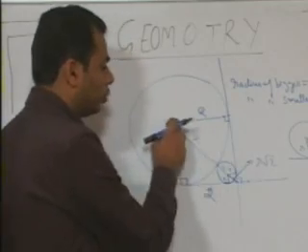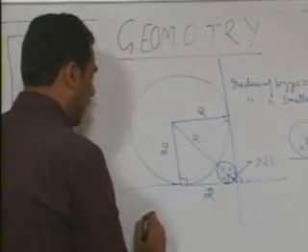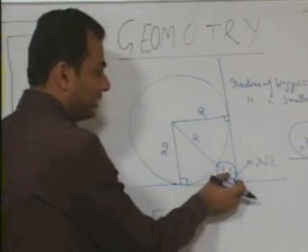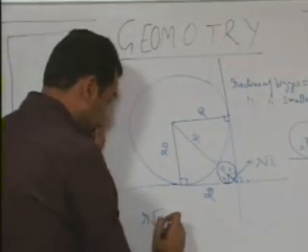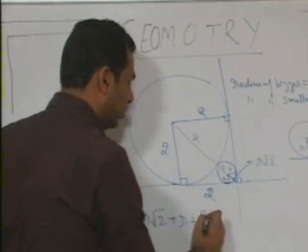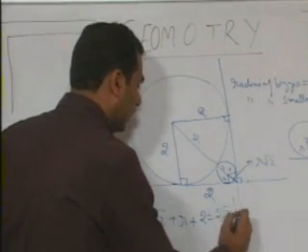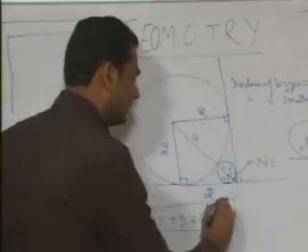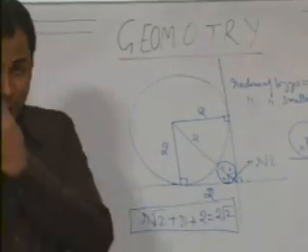So if this length is 2 root 2, straight away I can say that r root 2 plus r plus 2, this particular length, is equal to 2 root 2. And from here, on solving this, we can easily find out what is the value of r in this case.